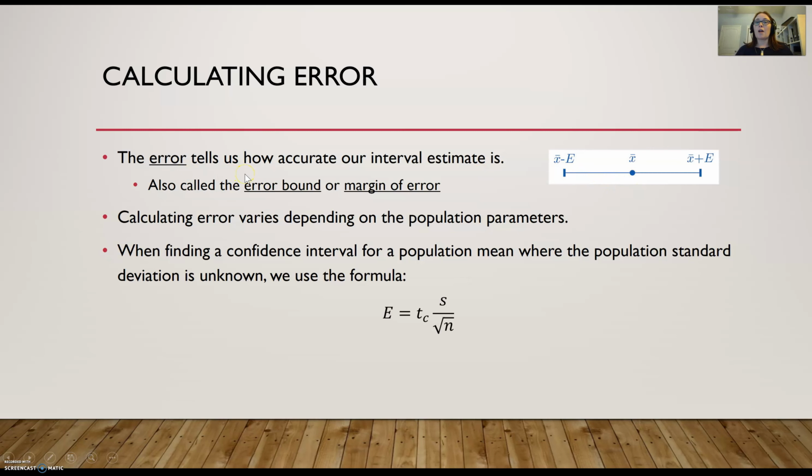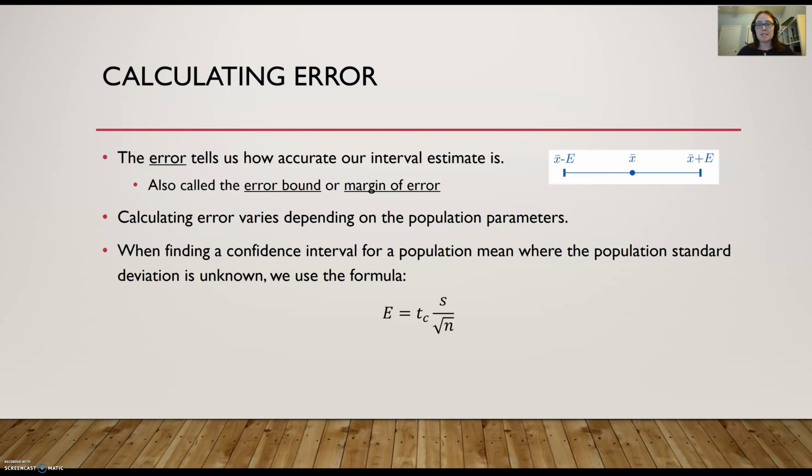So the error tells us how accurate our estimate is, and it's sometimes called the error bound or the margin of error. It has a lot of different names, but if you hear error, we're probably talking about the same thing. And the formula is going to vary depending on what you're measuring. Am I looking at a mean or a proportion or a variance? The formula is going to vary.